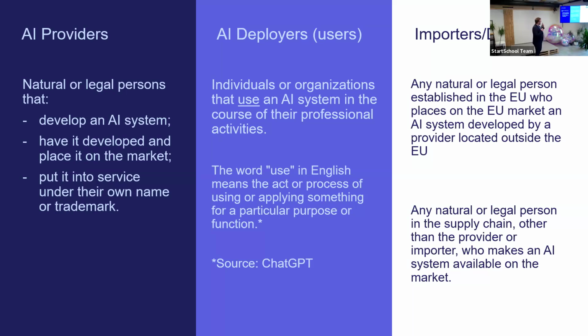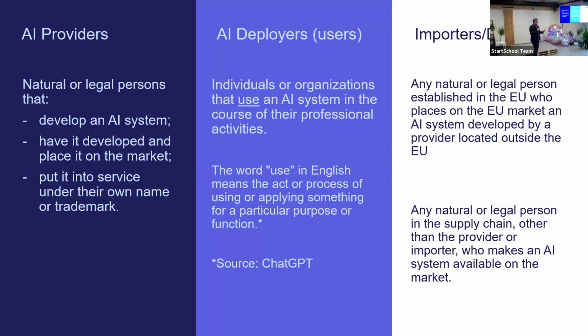I will explain why. First off is AI providers, which are entities or persons who develop an AI system, or they place it on the market. They have developed it elsewhere, and they are placing it on the market in Europe. Or they are taking some other AI tool, for example an open source AI tool, and rebranding it as their own tool with their business name, then you would be considered an AI provider.